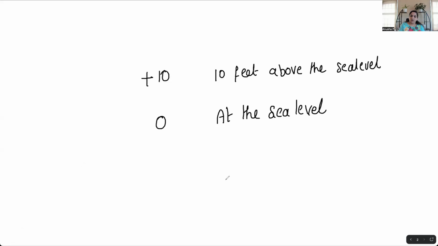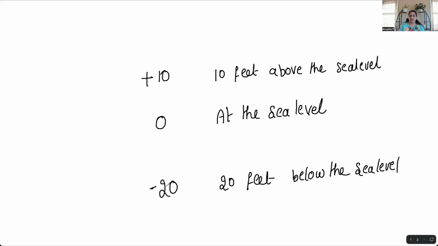If you have 20 feet below the sea level, then you will represent it as -20. Okay, 20 feet below the sea level is represented as -20.